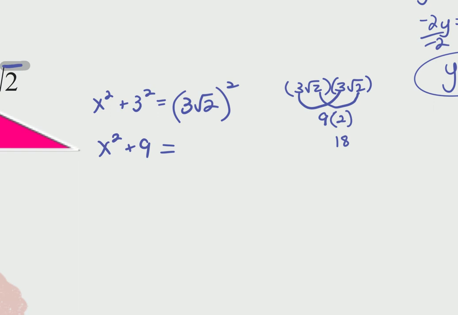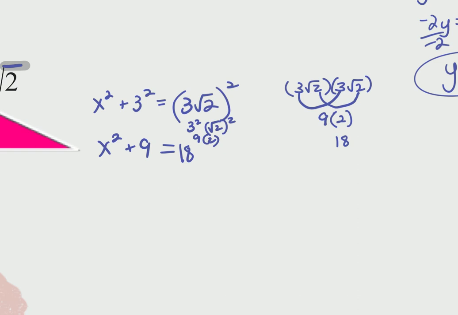The other is they both get the squared. So 3 squared times the square root of 2 squared, or 9 times 2, which is still 18. I would probably do the left side, but you get to choose.